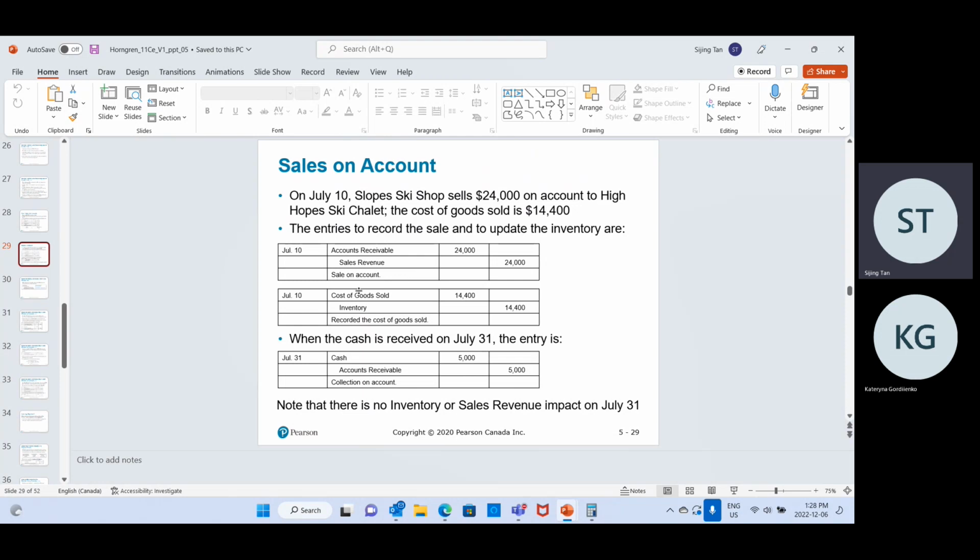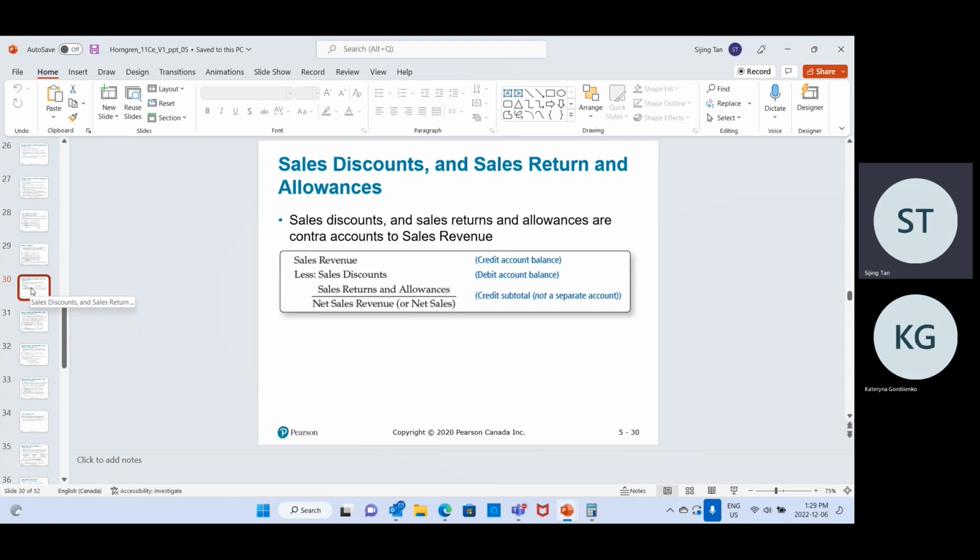Then at the same time, we have to record the cost of goods sold because cost of goods becomes expenses. So we debit cost of goods sold, credit inventory. Then when the cash is received on July 31st, we simply debit cash, credit accounts receivable. There is no sales return or any allowances that happened. That is how you record it under inventory sales.